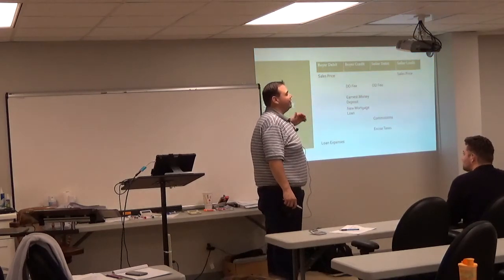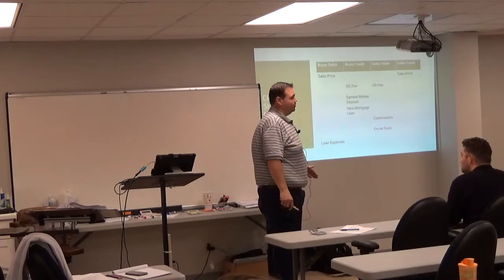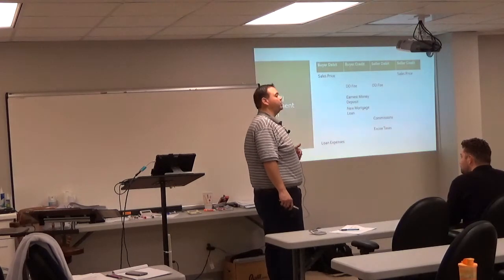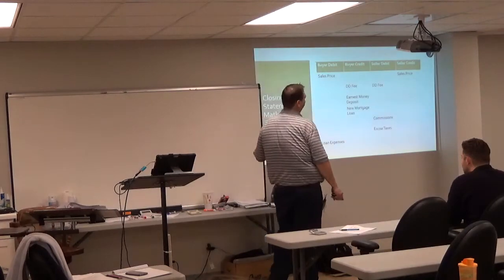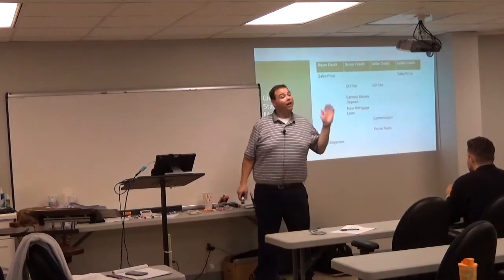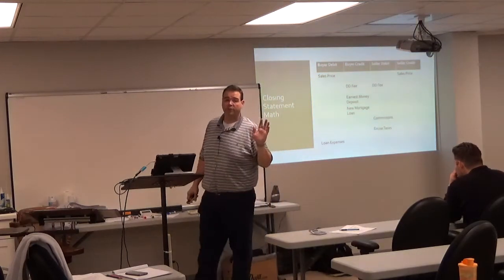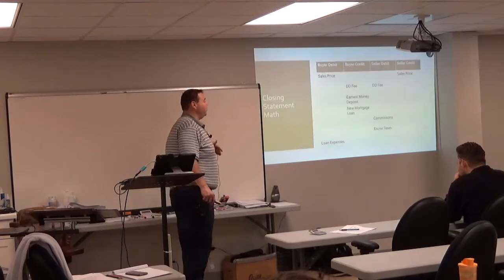And the idea here is to just get familiar with what column each of these items goes in, whether it is a buyer debit, buyer credit, seller debit, seller credit. And again, it doesn't matter what order you put them in, as long as you have credits and debits for each party. Is everybody okay on that?